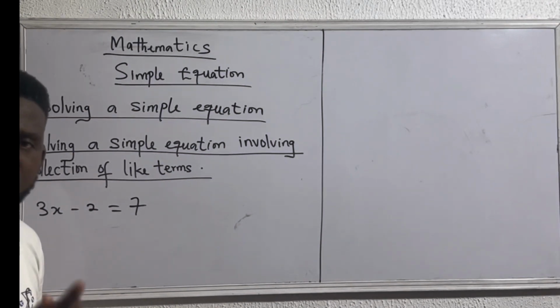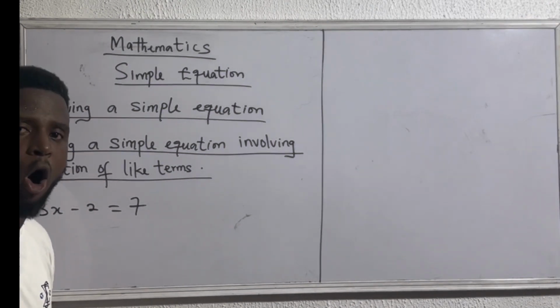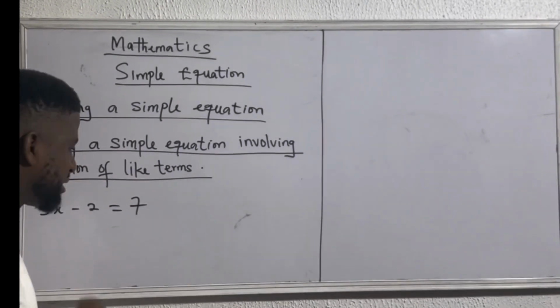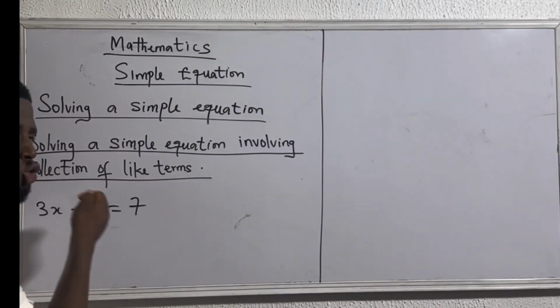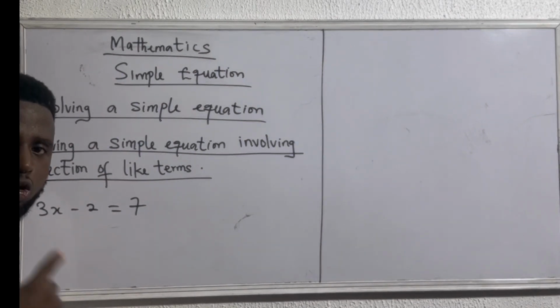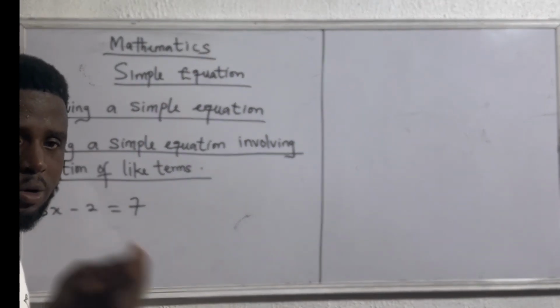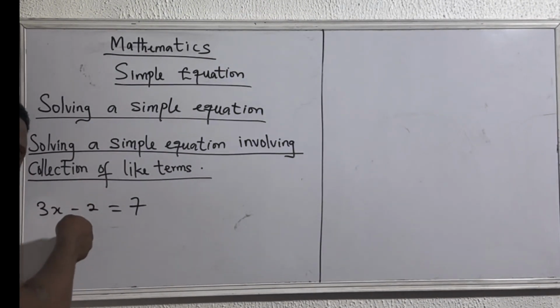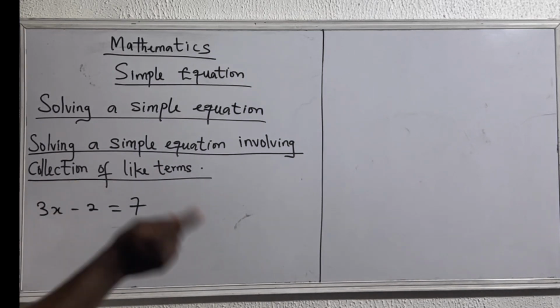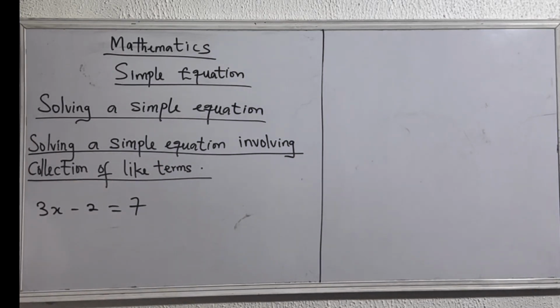What does inverse mean? Inverse means the opposite symbol of that constant. For example, what we have is minus 2. The opposite of minus 2 is what? Plus 2. So just to delete minus 2 from this left hand side, we use the inverse of minus 2, which is the opposite of minus 2, and that is plus 2. So that means we have 3x minus 2 plus 2, right?